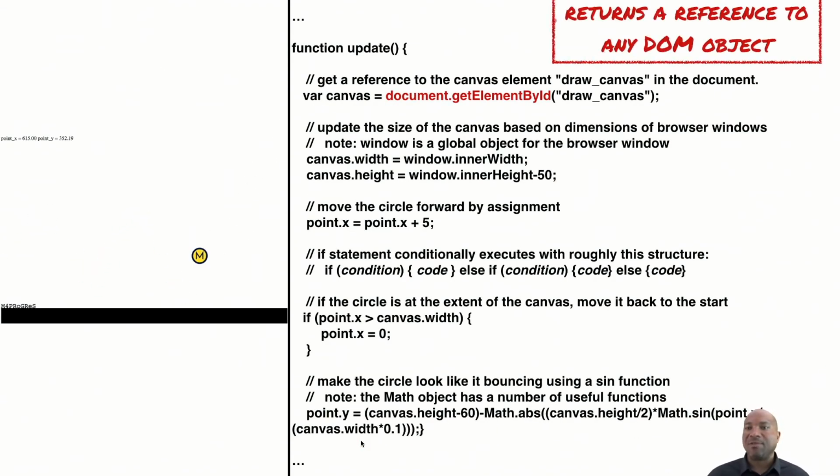In this update function, you should note that in order to get the current state of the world and draw on the canvas, we just use document get element by ID. That will return a reference to any DOM object that has that particular name. That's how we get the reference to the canvas so we can start to draw on top of it.